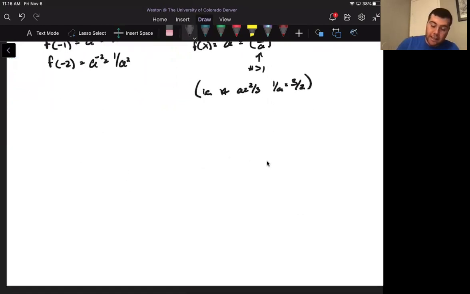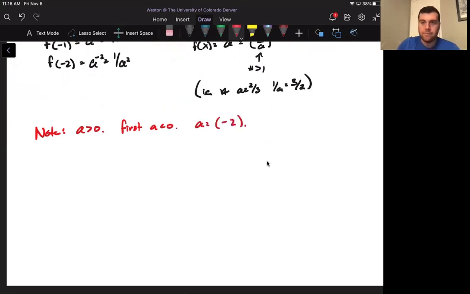All right, and I want to do one last note as well. So we've been saying that a is greater than 0, and I want to address why. So let's first say that a is less than 0. And in particular, let's just say a equals -2. So then f of x equals -2 to the x. This function ends up being kind of crazy.